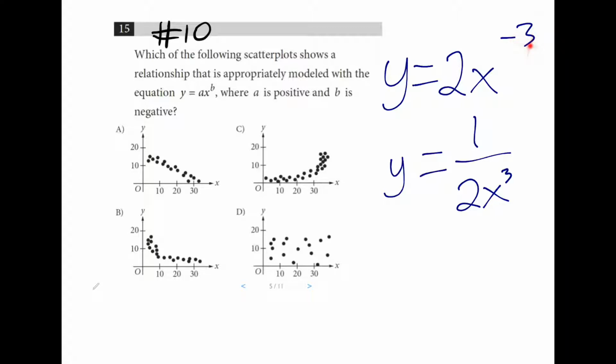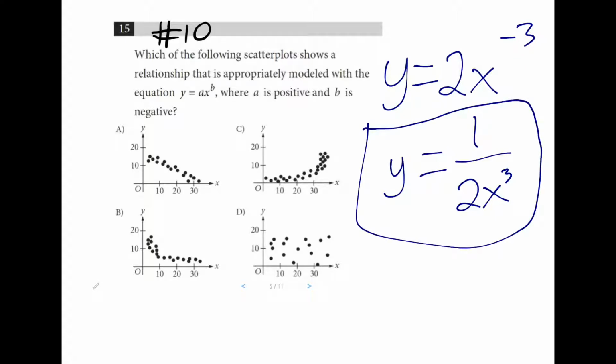Remembering how we deal with negative exponents, this actually becomes y is equal to 1 over 2x cubed, which means as x gets larger and larger, the bottom of our fraction gets larger, and we're actually decreasing in size. So we can rule out C and D, and it's down to A or B. Which of these looks like exponential decay? Well, it's B. A is more linear.